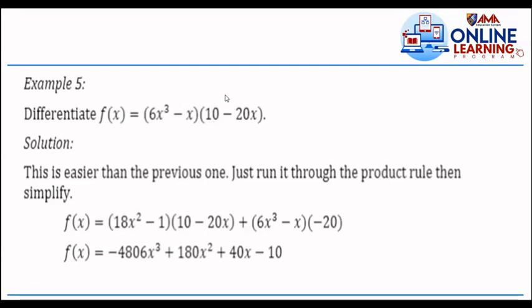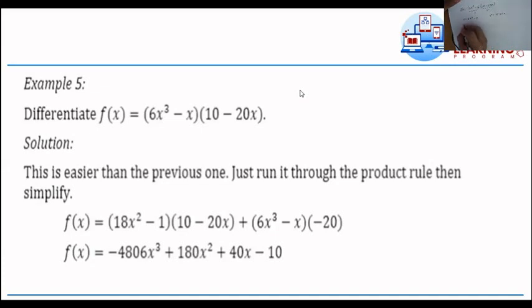Bali, ano siya, no? Bali, ito po yung nangyari doon, no? F of x is equal to 6x cubed minus x multiplied by 10 minus 20x. Yun po siya. Okay? So, ito yung magiging u natin, ito yung v natin. So, ang u natin is 6x cubed minus x. Ang v natin is 10 minus 20x.